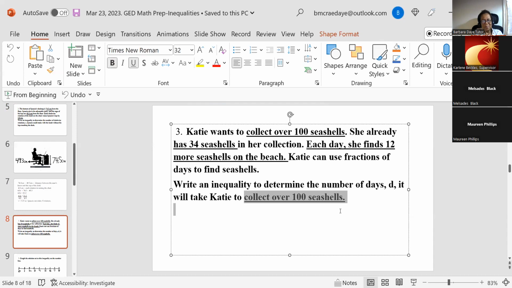Hold on. It said Kathy can use fractions of days to find shells. So it's like 5 days, 5 and 6 days. 12 fives is 60 and 6 is 66, right? So that'd be 5 and 6 over 12, or say 5 and 3 over 4. I don't know.